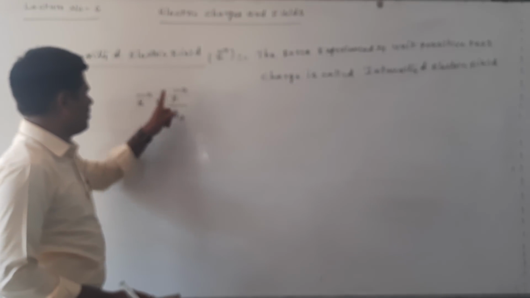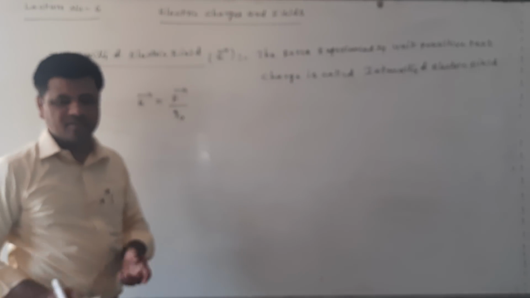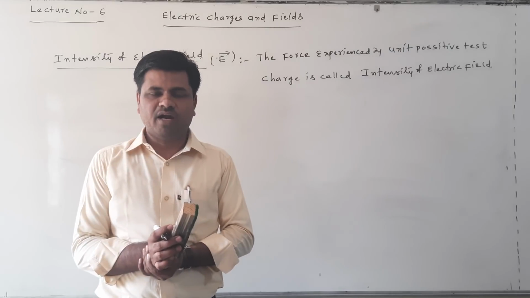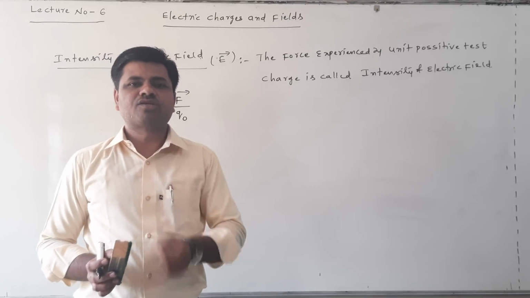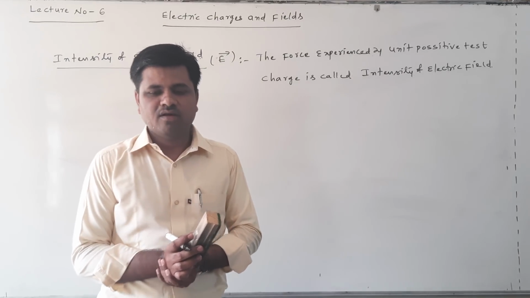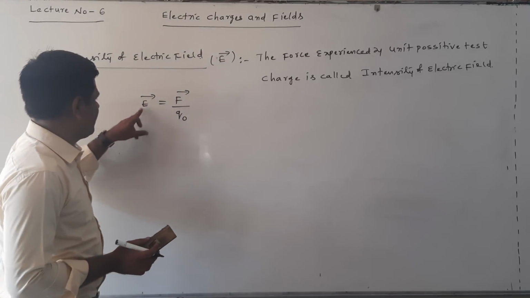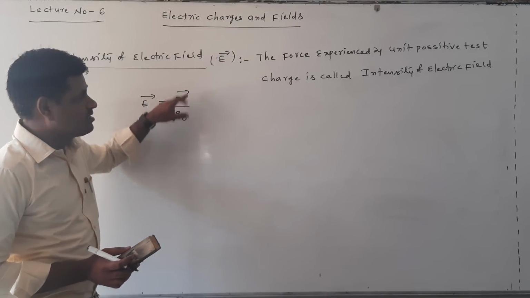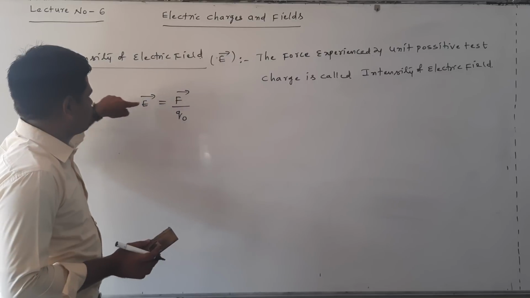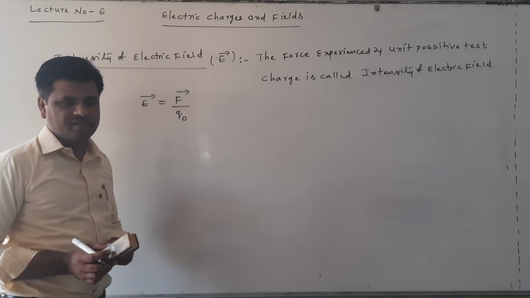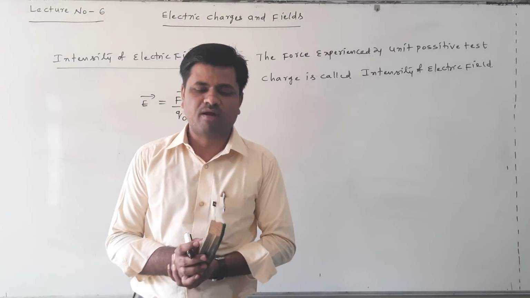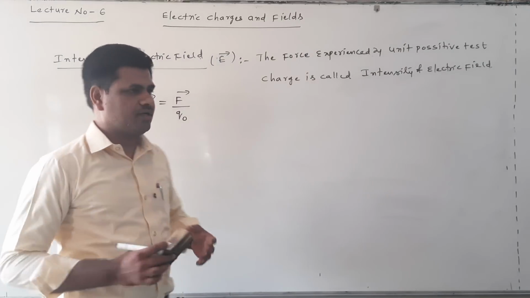Here E bar is equal to F bar by Q naught. E bar equals F bar by Q naught means a unit positive test charge, that is, Q naught is equal to 1 coulomb, is taken. Suppose Q naught is equal to 1 coulomb is taken here, then E bar is equal to F bar. The force experienced by a unit positive test charge is called the intensity of the electric field. E bar is equal to F bar by Q naught.